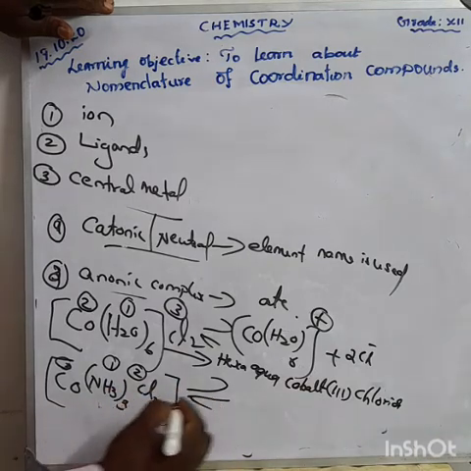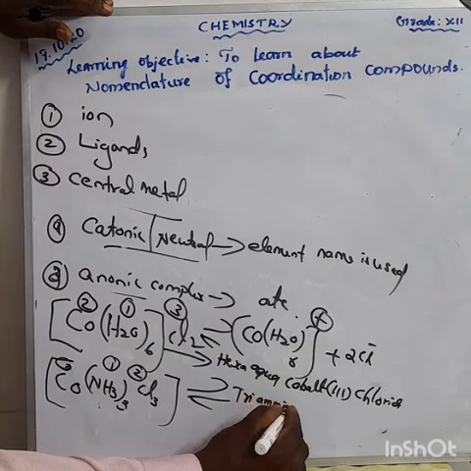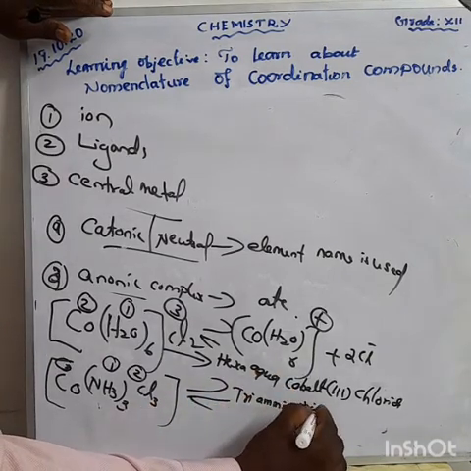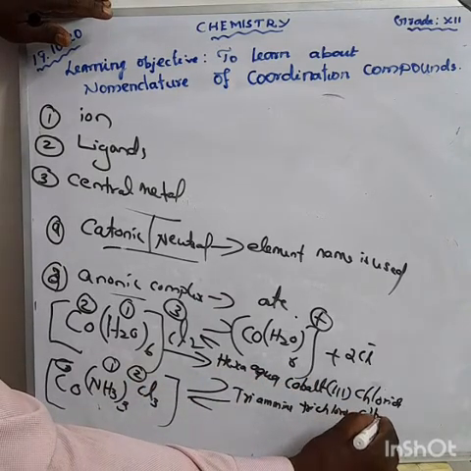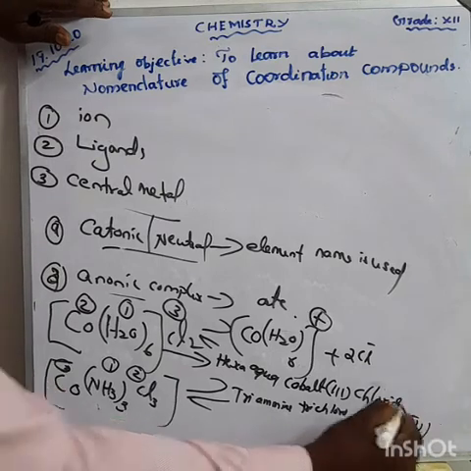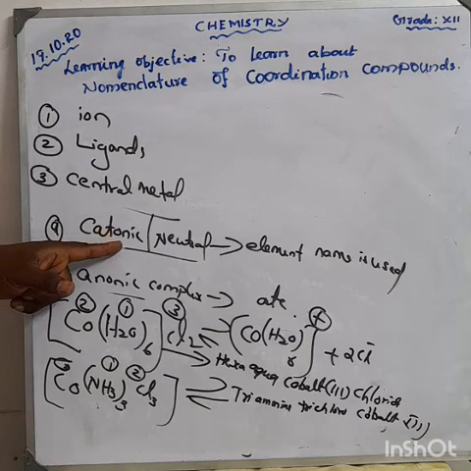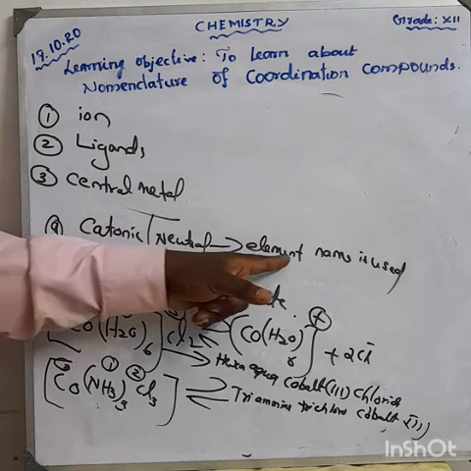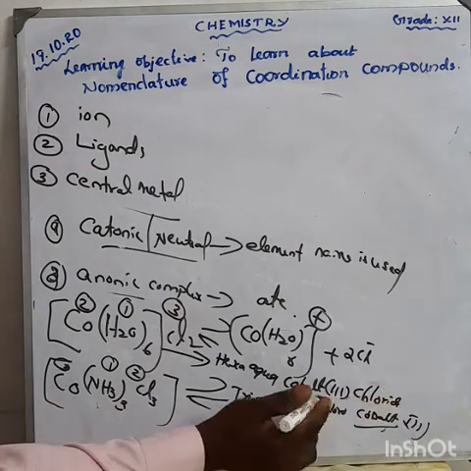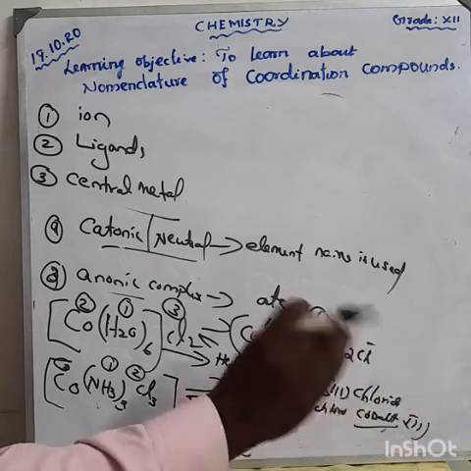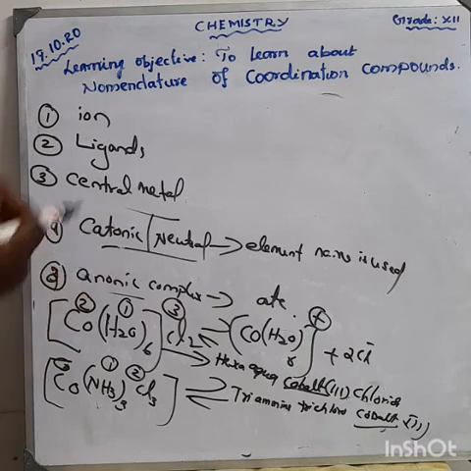Hexaaquacobalt(III) chloride. Here, triamminetrichlorocobalt(III). Can you understand? I told you that for a cationic or neutral complex, the element name is used. The element cobalt, we use it, and we should not write any -ate. But for an anionic complex, we use -ate.